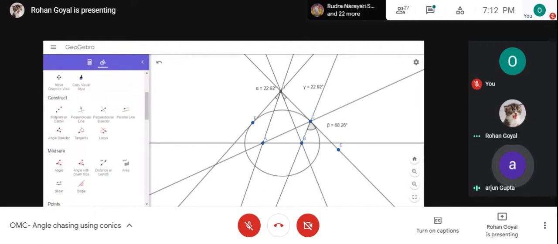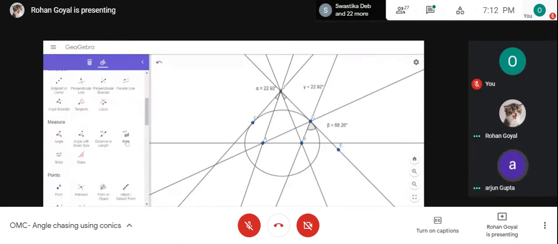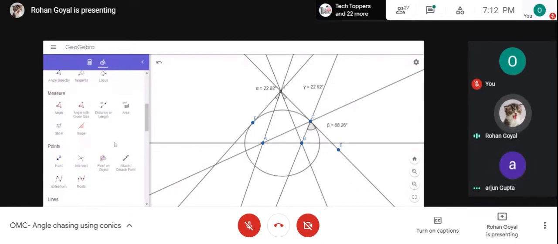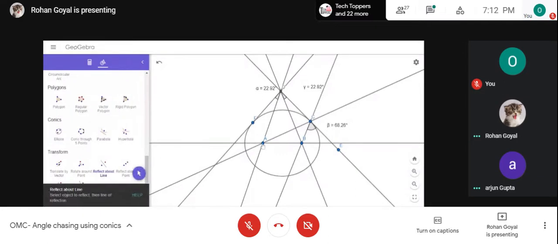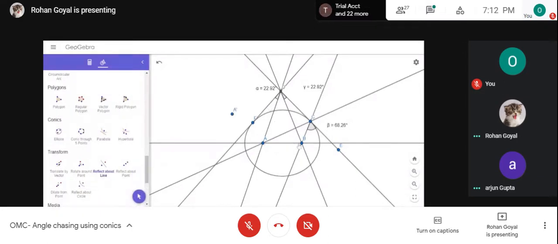We already know the exterior angle property, and then you have to reflect A in this line FD and B in this line CD. Just slow down, let me reflect them. Okay, I reflected them. Now what?